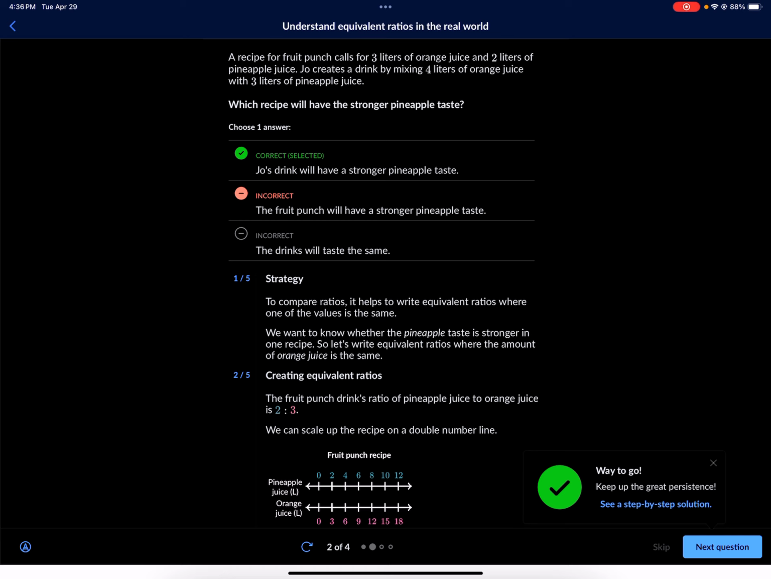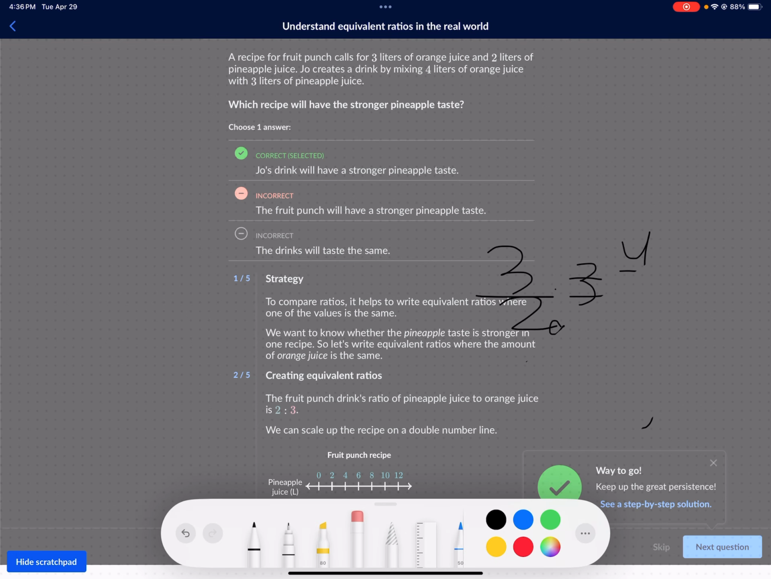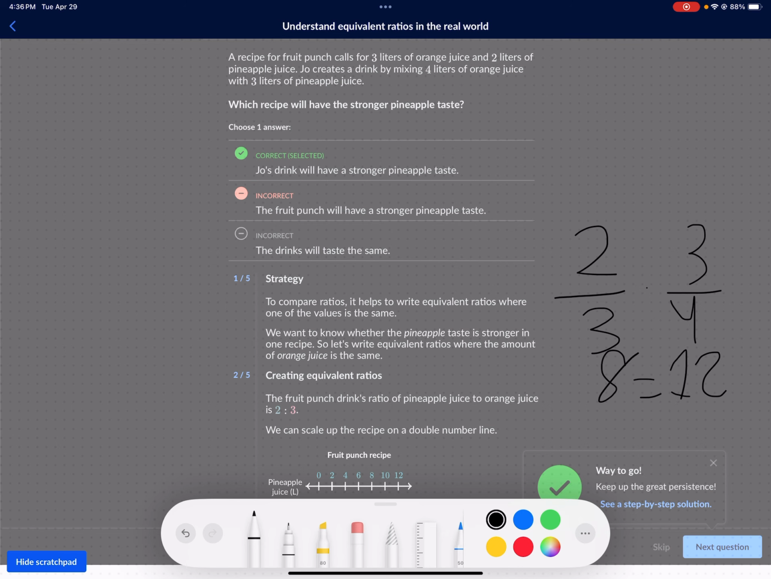So, oh, pineapple taste. Oh, I see. So we were looking at fruit taste. So this over this, and this over this. So okay. So Joe will have a stronger one.